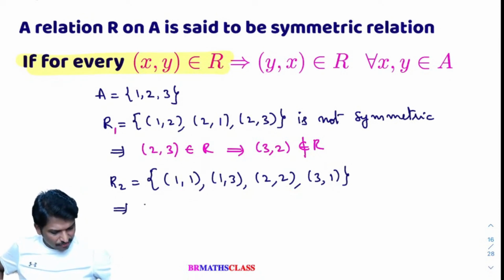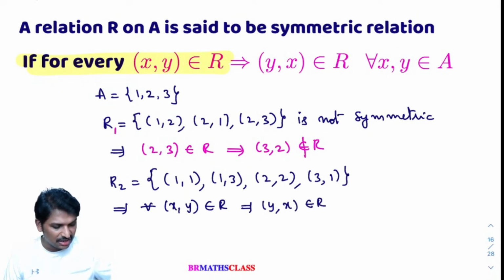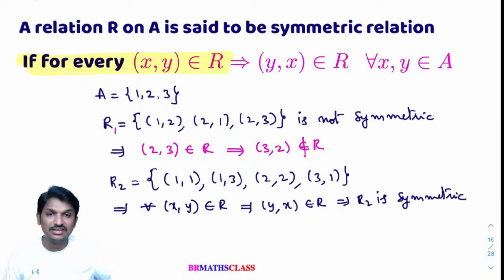How to say this? For every ordered pair x comma y in this relation, you can easily say that y comma x also belongs to the relation. So this relation R2 is symmetric. I am taking these examples in such a way that you can understand these definitions easily. Okay, so symmetric relation is also over.